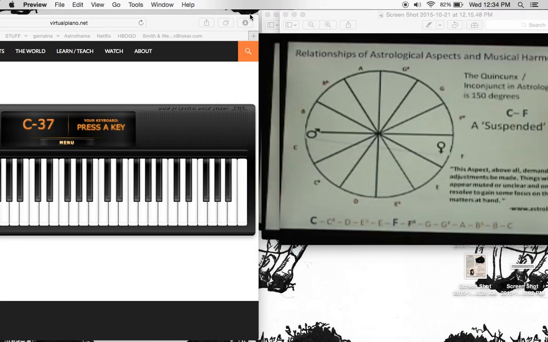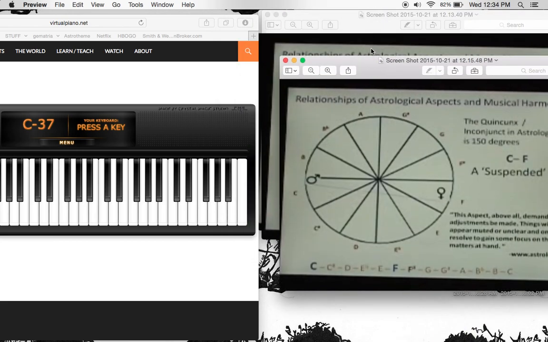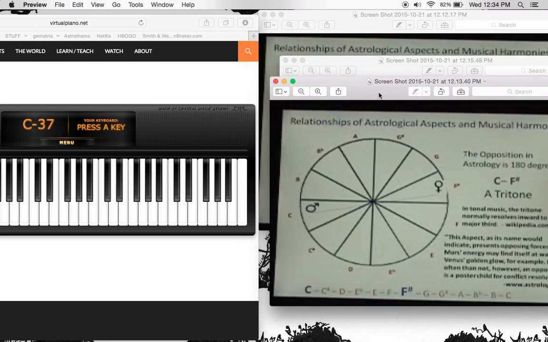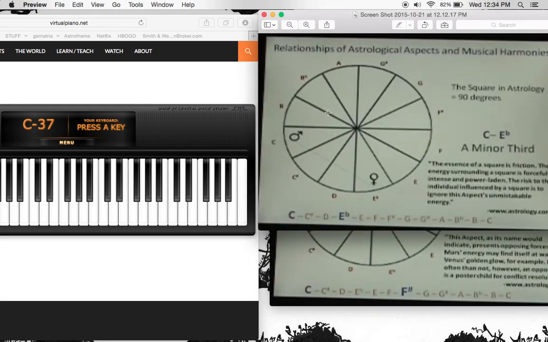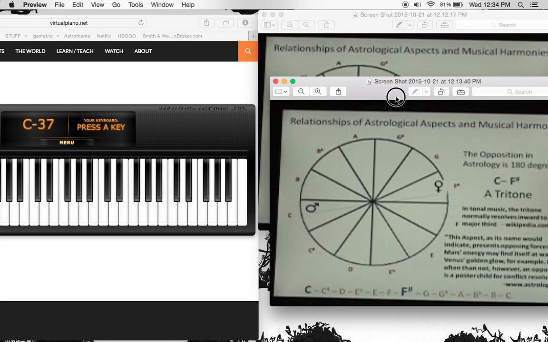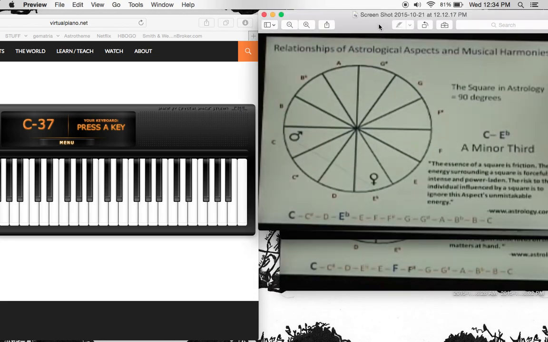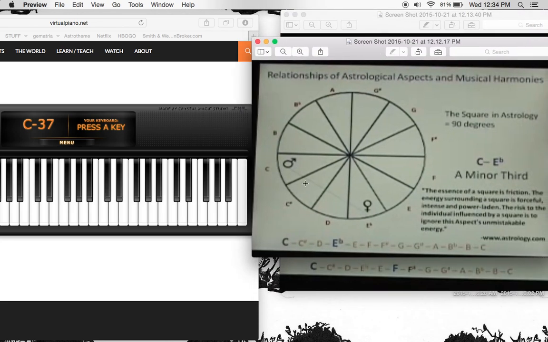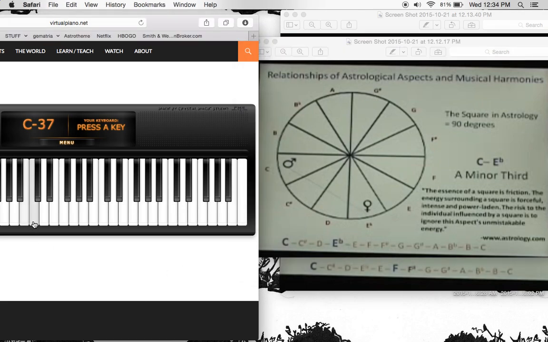Now let's see what a sad chord is. This is what we call a minor chord, and it's a square in astrology. Sorry, I'm just going to hide those still. So from C to E flat would be a minor chord. Instead of happy, major, this is minor. This is the whole minor chord. And then back to the major.